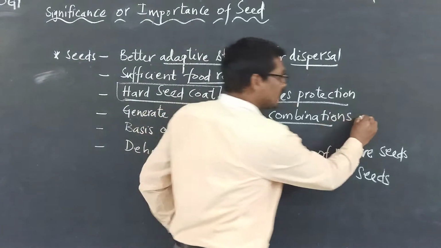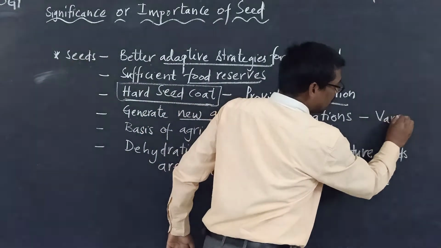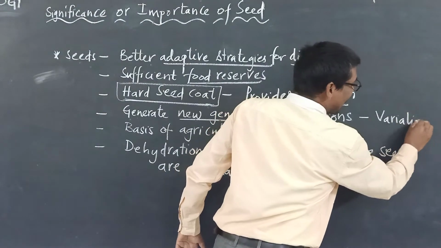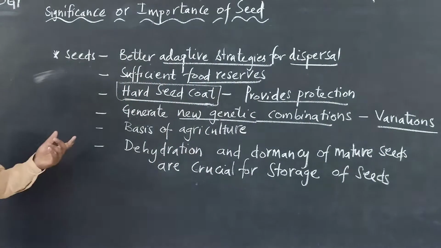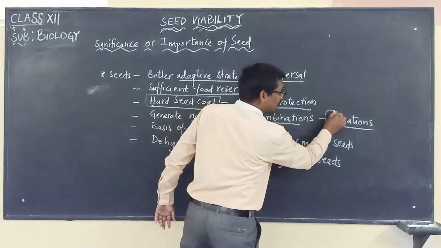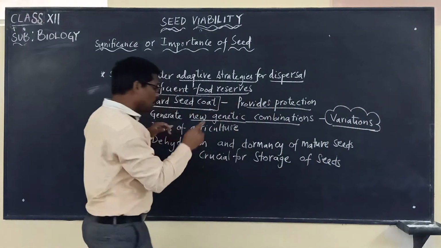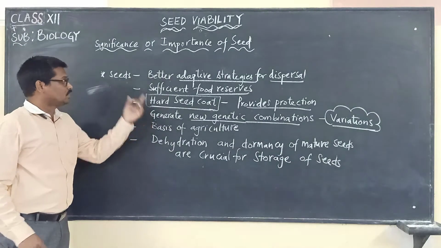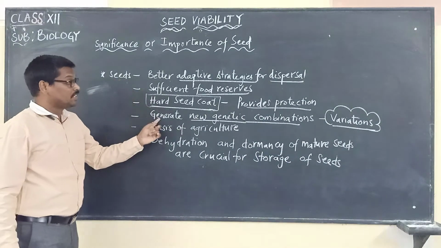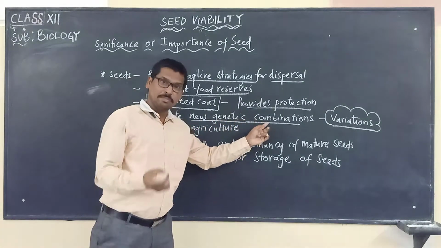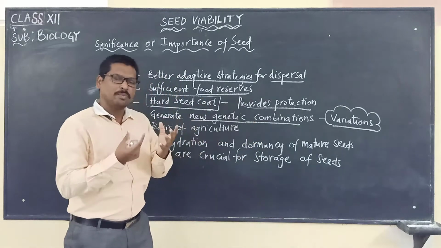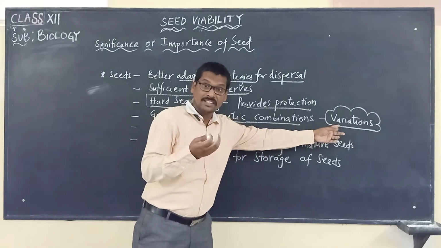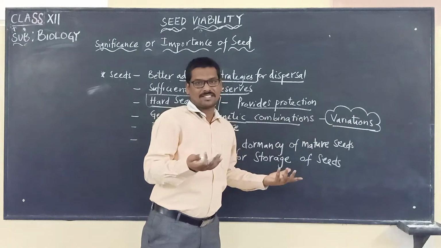In simple, we can say that it is having variations, or it is bringing what? New characteristics, variations. It is carrying new characteristics. Variations are carried out by the seeds. So we have to remember that seeds generate new genetic combinations because it is the product of sexual reproduction, and in simple we can say that it is carrying the variations, new characteristics.